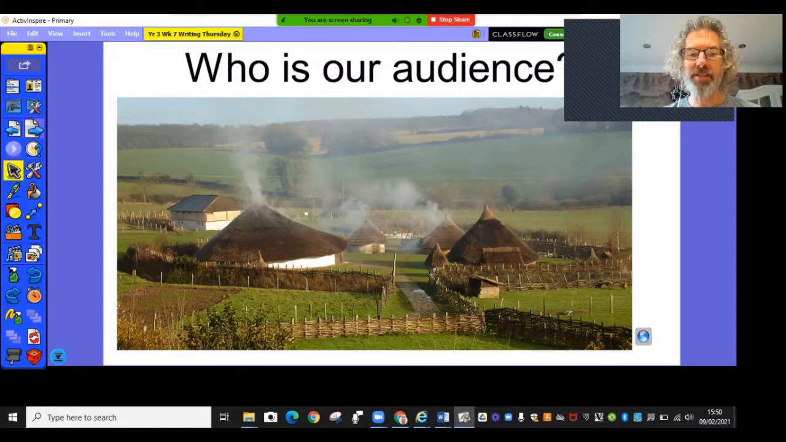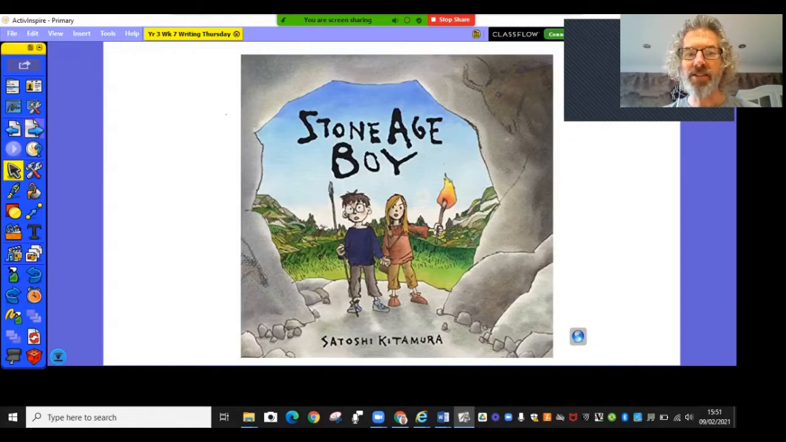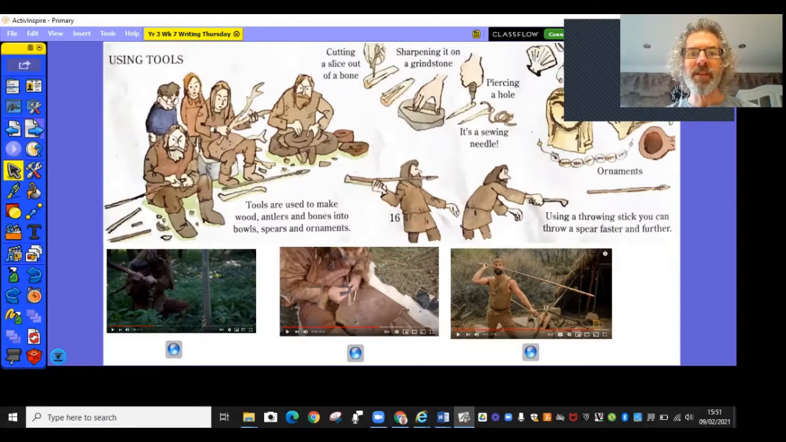So there's Butser Ancient Farm again, reminding you of our audience. And here's a Stone Age boy reminding you of our source text. That's one of the pieces of information that's helping us to do our writing. Today is a repeat of yesterday's lesson, but with a change. This time, instead of you writing sentences for me about making tools, we're going to be learning about using them.